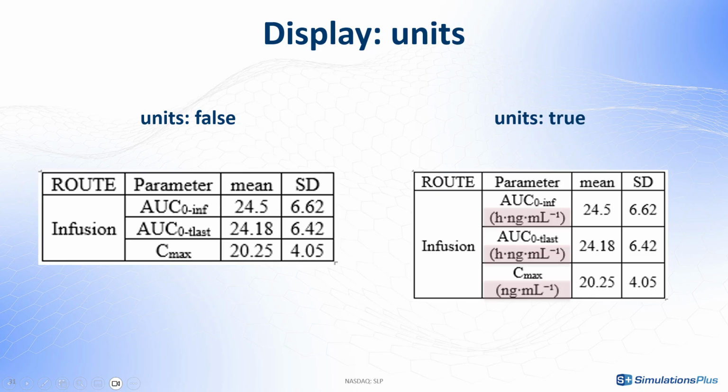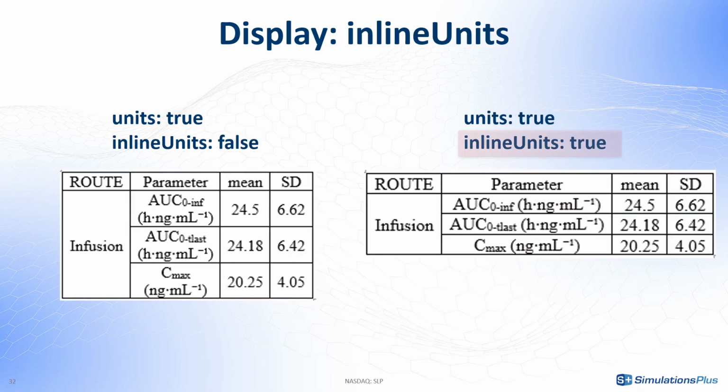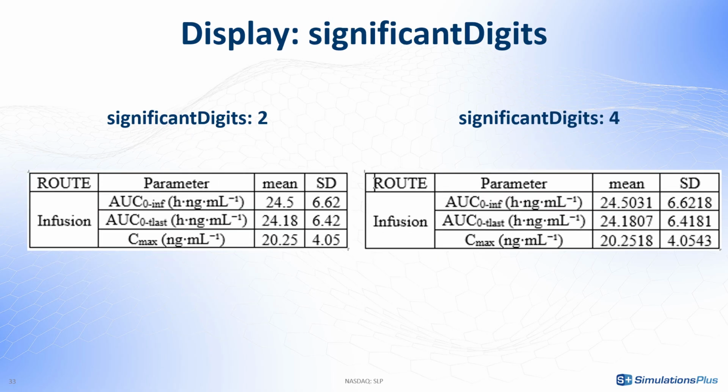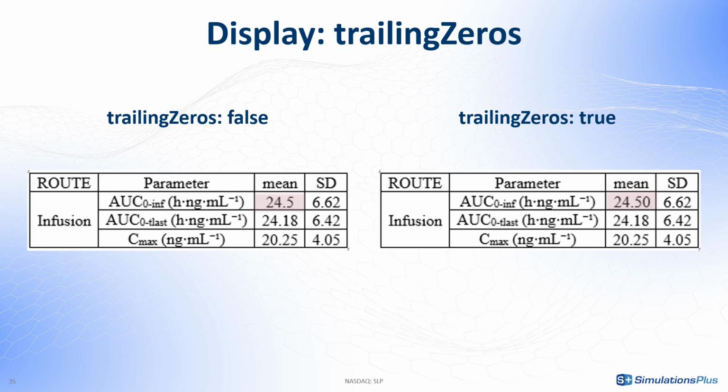Units equals to true will add units in the table. And with additional argument inline units equal to true, we get that the units are in the same line as the parameter name. Then with the significant digits argument, we specify with an integer the number of significant digits to which we round the values in the table, and the trailing zeros with option true or false means if the trailing zeros should be shown in the table or not.